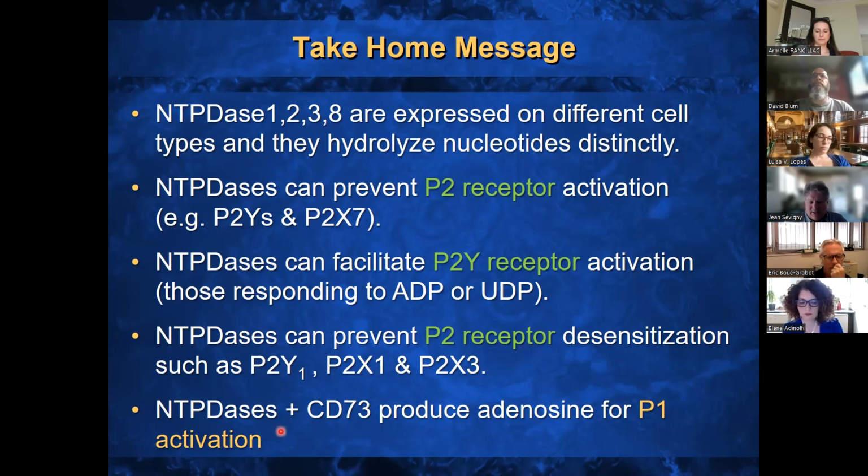And of course, in addition to all of this, as it is normally ATP that is released from cells, NTPDase together with 5' nucleotidase or alkaline phosphatase will produce adenosine for the activation of P1 receptors, which is also obviously very important for biological functions.